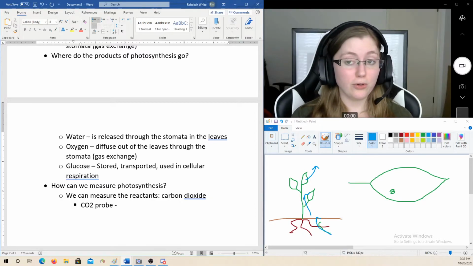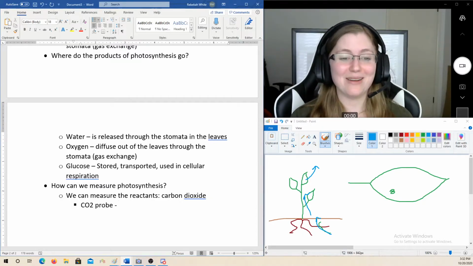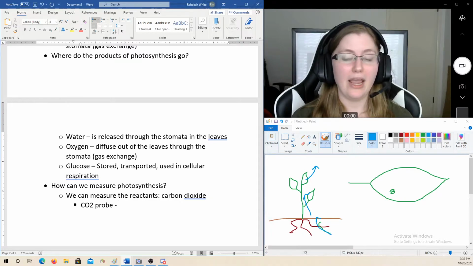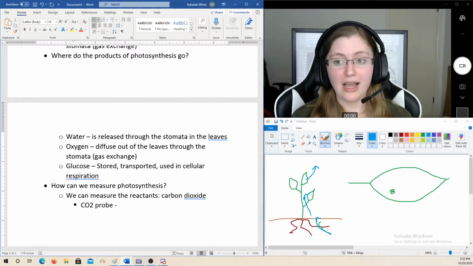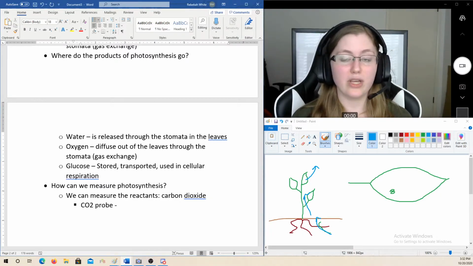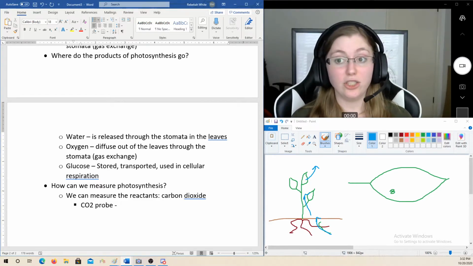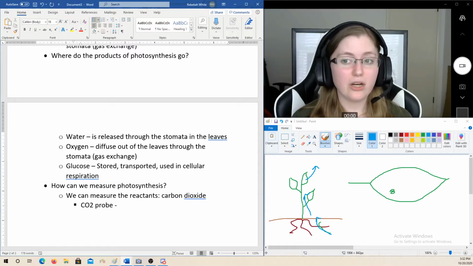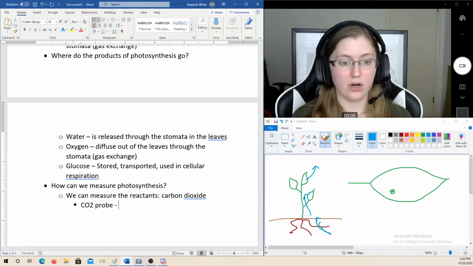And then the CO2 probe detects the amount of CO2 around the plant in that chamber, and it can tell you the change every few seconds. So this is a really good way to detect the change of carbon dioxide over time, and to get a really good quantitative value for how fast photosynthesis is occurring.